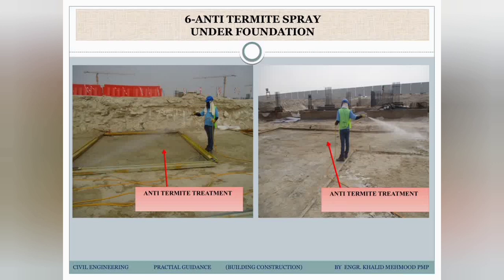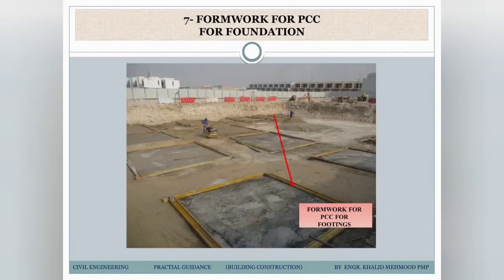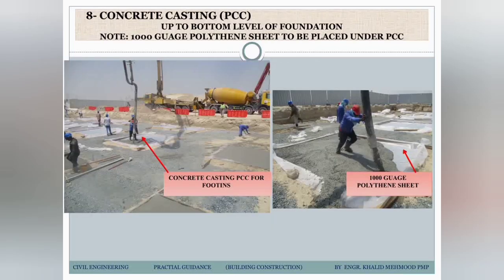So our excavation is done. We're ready for the PCC under the foundations. We'll do the anti-termite treatment for the individual foundation. You can see in the photo we are doing the anti-termite under the foundations. We'll fix a small formwork, a small wooden batten of 5 centimeters, because our PCC under the foundation is 5 centimeters. So you can see we are ready to cast the PCC.